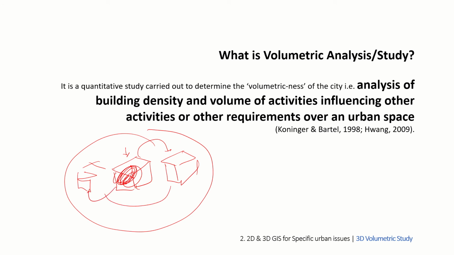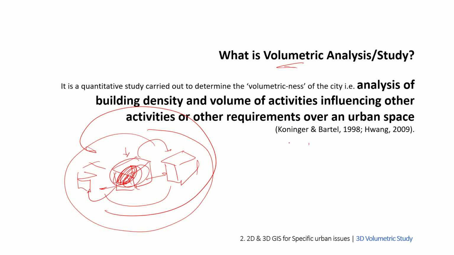So if you introduce something into an entity, that introduction will have an impact on other entities as well. What is that impact, and what kind of reaction takes place between the new element and the existing element, is called volumetric analysis. And a similar idea applies for city planning as well.